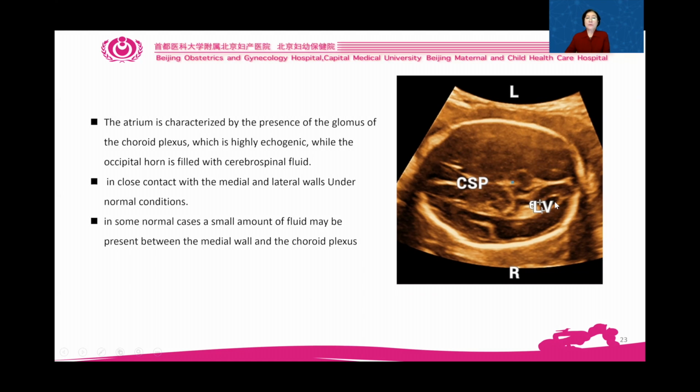The atrium is characterized by the presence of the glomus of the choroid plexus here, which is highly echogenic. The occipital horn is filled with cerebrospinal fluid here, but in close contact with the medial and lateral walls under normal conditions. In some normal cases, a small amount of fluid may be present between the medial wall and the choroid plexus here, fluid here.